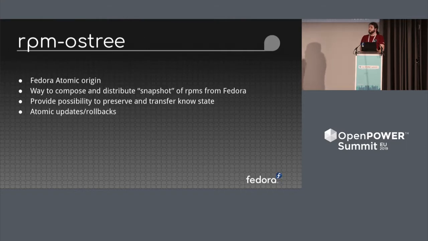So, to the technologies. rpm-ostree is the technology that was used in Atomic Host. It originates there. Basically, oversimplified, it's just a snapshot of the RPMs from Fedora that you track, and you can apply atomically, like updates and rollbacks to a known state, that you can transfer between different deployments, different places. So you know the state of the system basically.